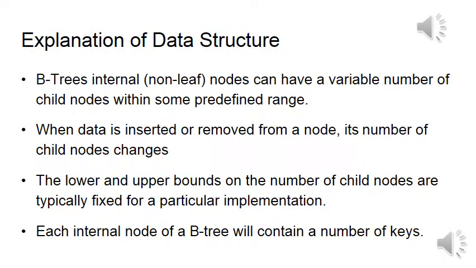B trees' internal nodes can have a variable number of child nodes within some predefined range. When data is inserted or removed from a node, the number of child nodes changes. The lower and upper bounds on the number of child nodes are typically fixed for a particular implementation. Each internal node of a B tree will contain a number of keys.